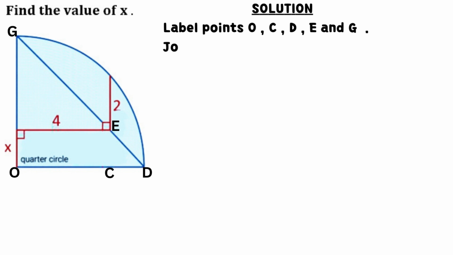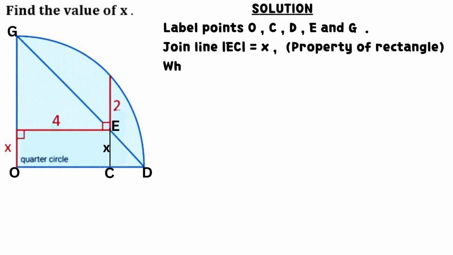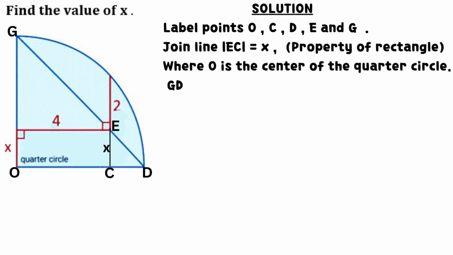Solution. Label points O, C, D, E and G. Join line EC, which equals x. It is because opposite side lengths of a rectangle are equal. Locate the center, O, of the quarter circle.